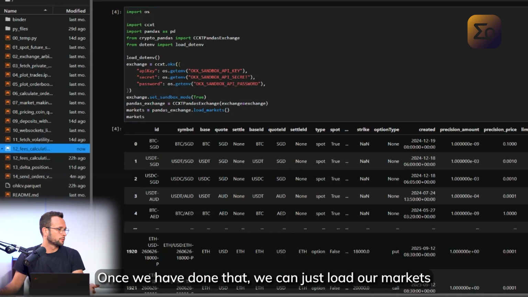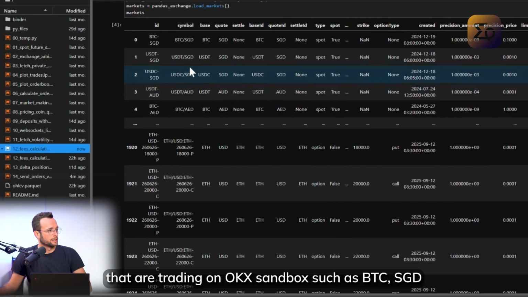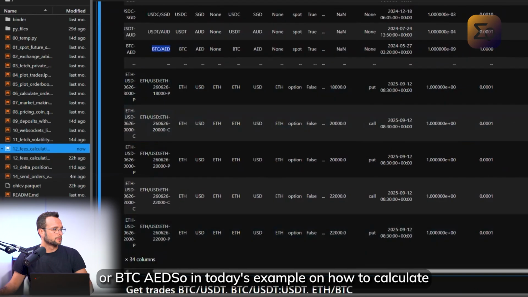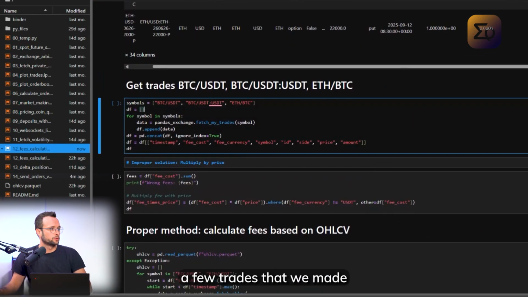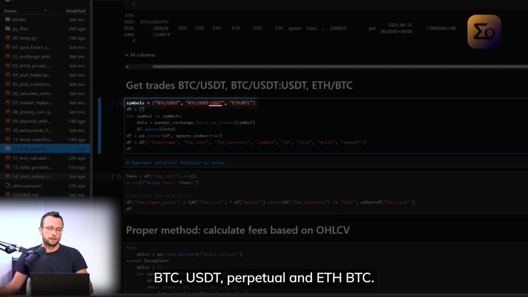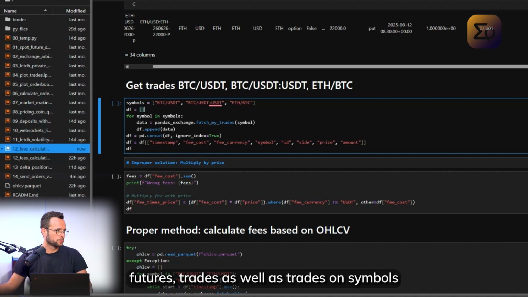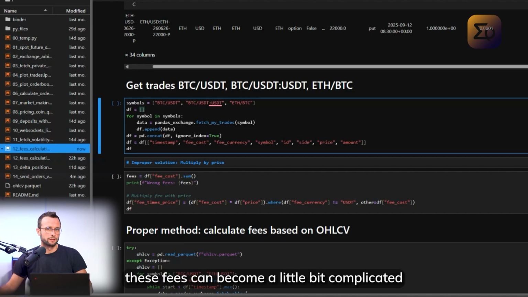Once we have done that, we can just load our markets and we can see all the available symbols that are trading on OKX Sandbox, such as BTC SGD or BTC AED. So in today's example on how to calculate trading fees, we're going to be looking at a few trades that we made in our sandbox environment on BTC USDT, BTC USDT perpetuals, and ETH BTC. Now, the reason why these trades are interesting is because they represent a mix of spot, futures trades, as well as trades on symbols which are not quoted in USD. So calculating these fees can become a little bit complicated, as we're about to see.